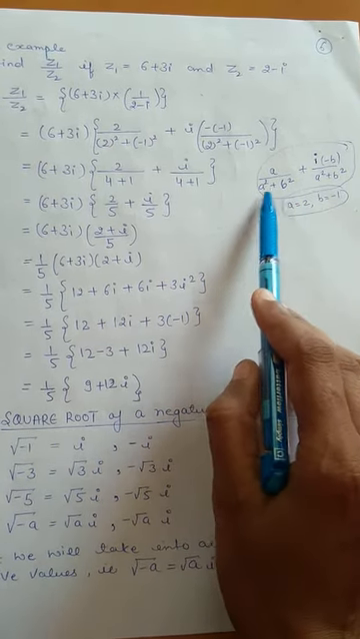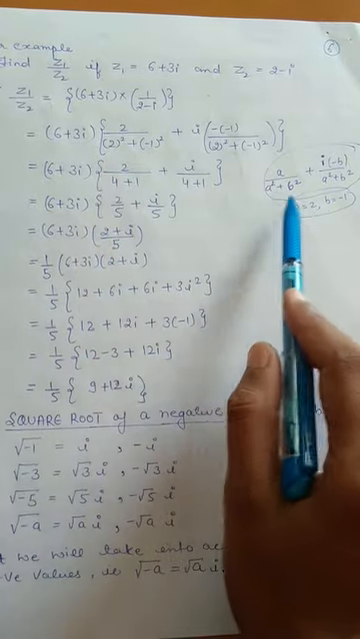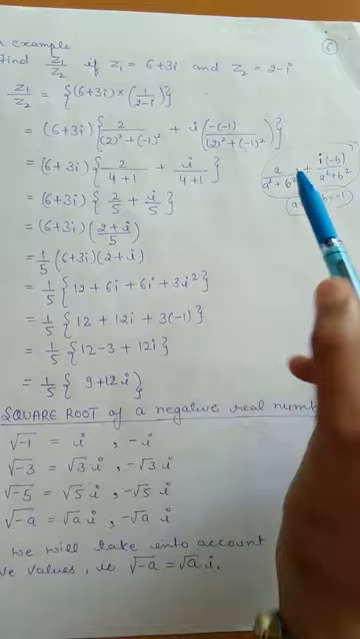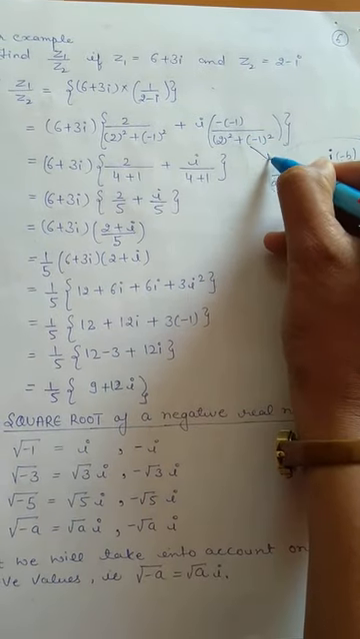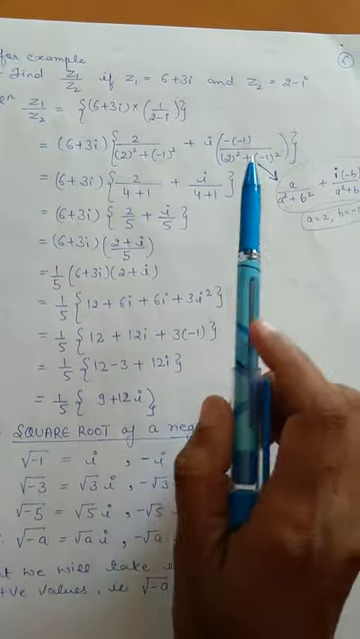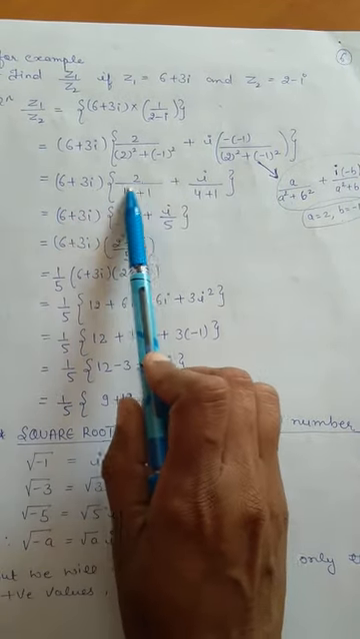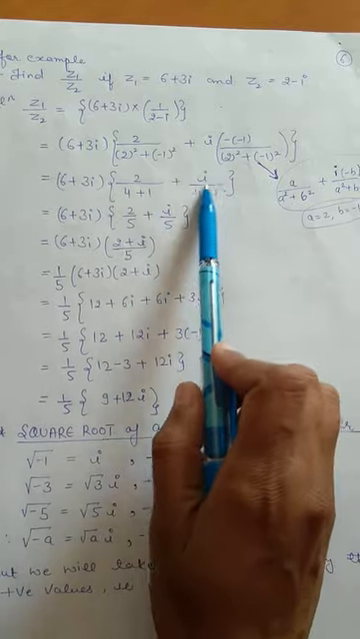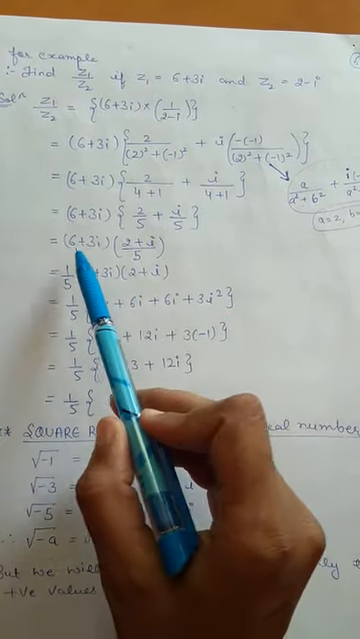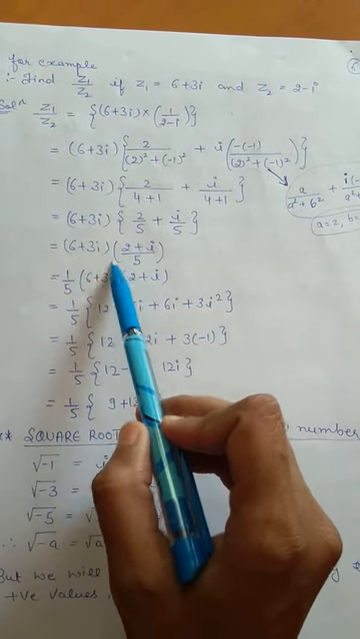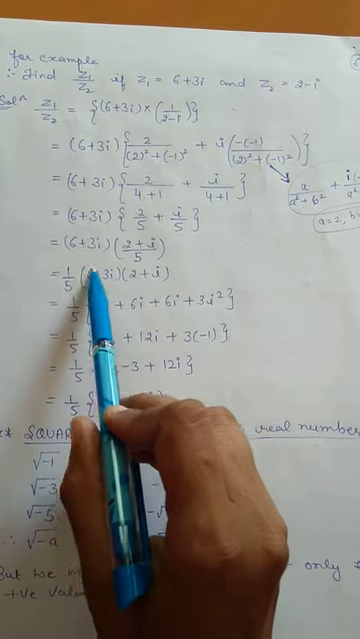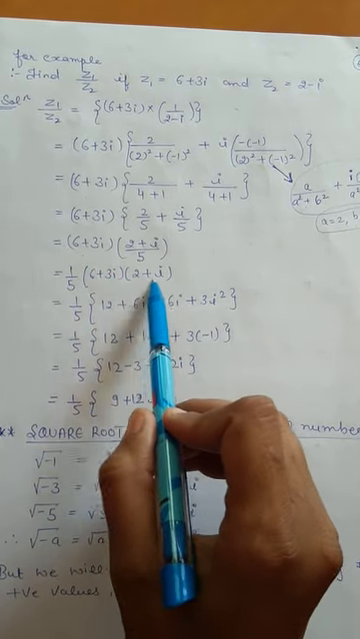So 2 upon 2 square, that is 4, and minus 1 square, that is 1. Hope you have understood this step. For writing this step, you need to learn this formula. Clear? And now 6 plus 3 iota is 2 upon 4 plus 1 and iota upon 4 plus 1. After simplifying it, we will reach this point, 6 plus 3 iota into 2 plus iota upon 5, that is 1 by 5 into 6 plus 3 iota into 2 plus iota.